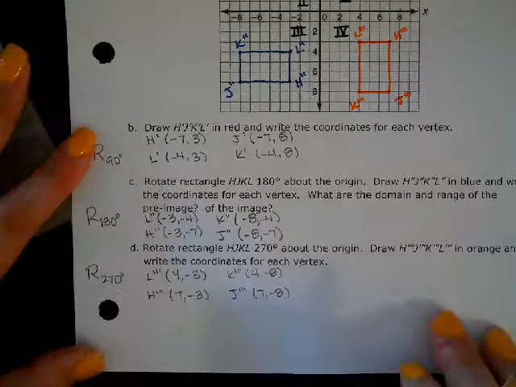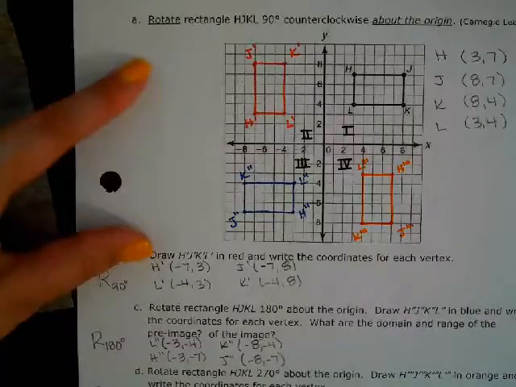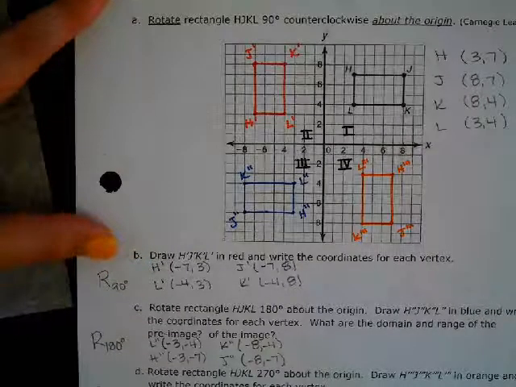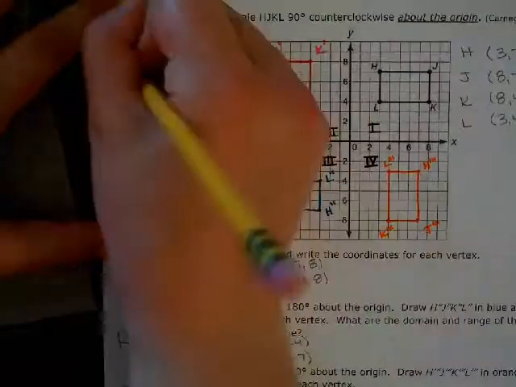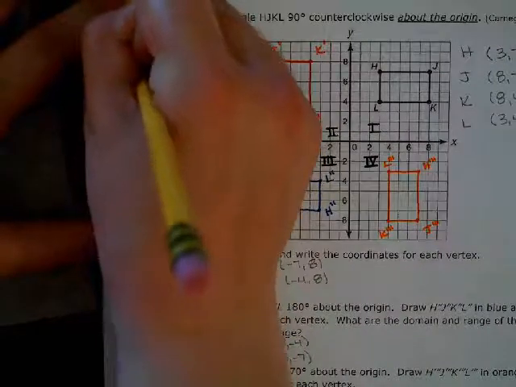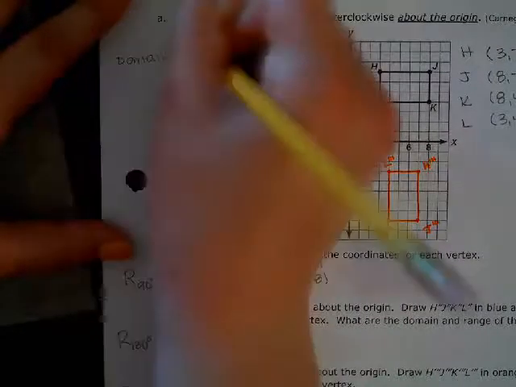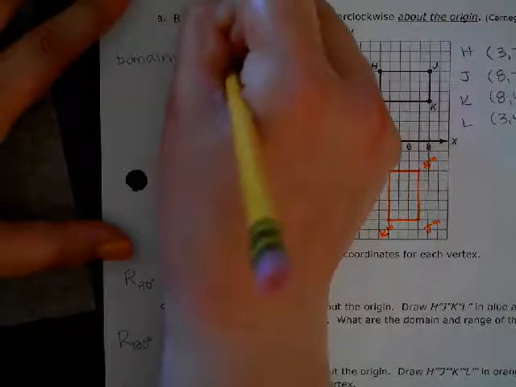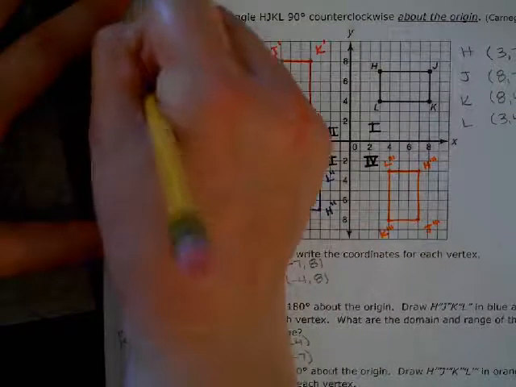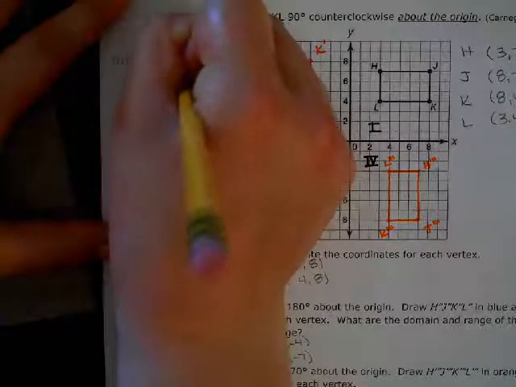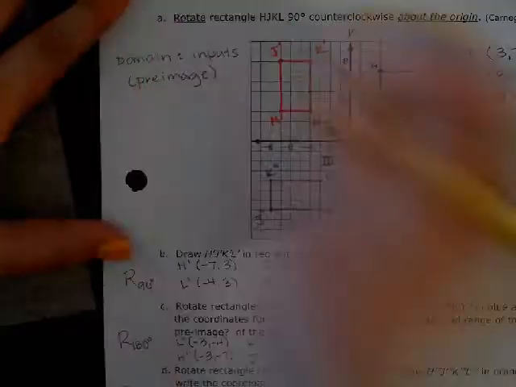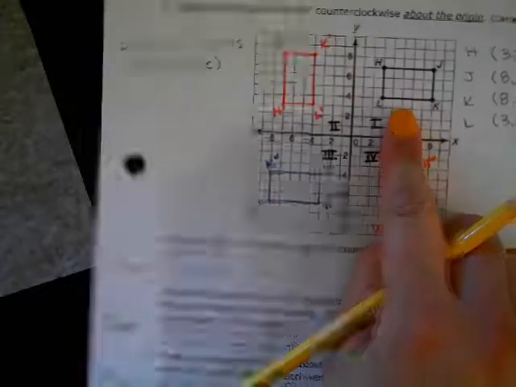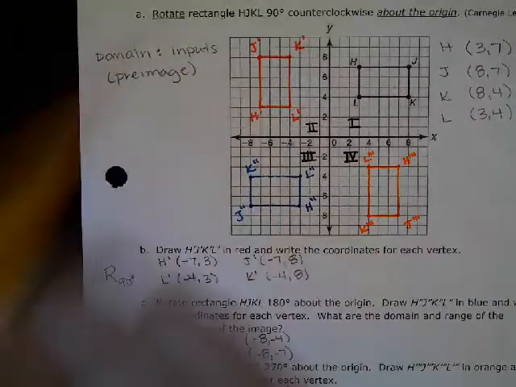Okay. Now, we're going to add some notes here to the side. Don't worry, we're not writing very much. So, the domain of each of these problems is the inputs. And the input of each of these was the pre-image. We always started with the same thing. So the pre-image was what we drew in the first quadrant, because whenever we started the problem, we always put our tracing paper back to the very beginning.